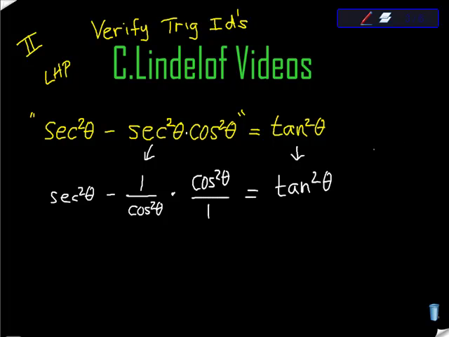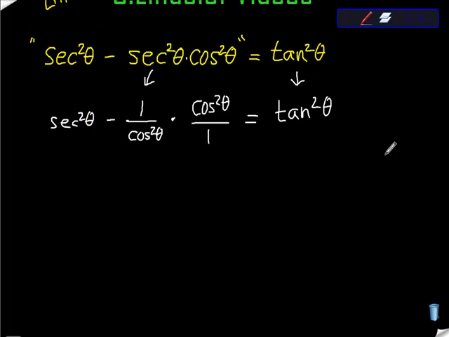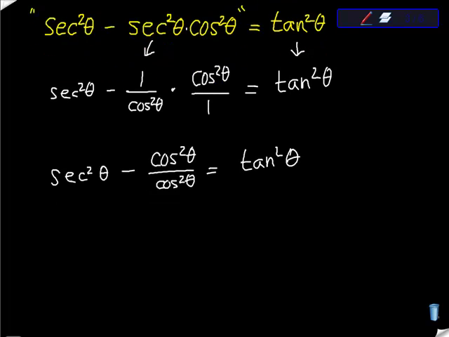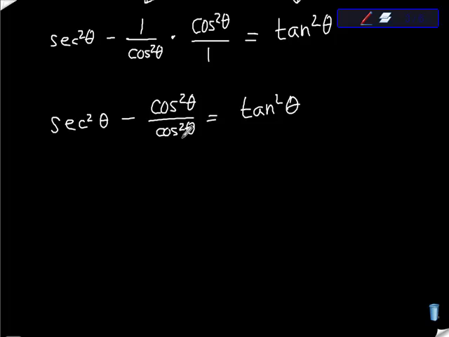Remember, not allowed to touch this side. I just brought it down. I'm going to go ahead and multiply here. I'm going to say that secant squared theta minus cosine squared theta over cosine squared theta is equal to tan squared theta. Obviously, you can see that cosine squared theta over cosine squared theta is 1. So we have secant squared theta minus 1 is equal to tan squared theta.